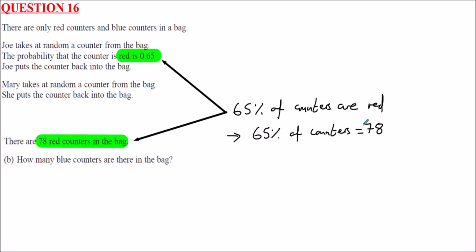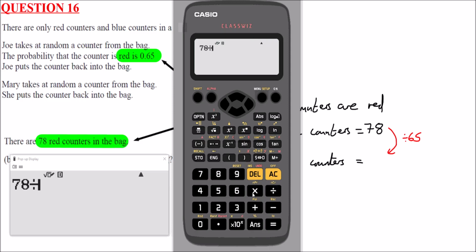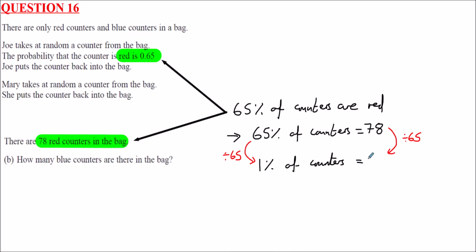So how do we work out what all of the counters is? 100%. Well, we could work out 1% first of all. To work out 1%, think what we need to do to 65%. Any number divided by itself gives us 1, so we can divide by 65. If we divide this side of a relation by 65 though, to keep it in balance, we need to divide this over here by 65 too. So if we do that, 78 divided by 65 gives us 1.2. So 1% of the total counters is 1.2.